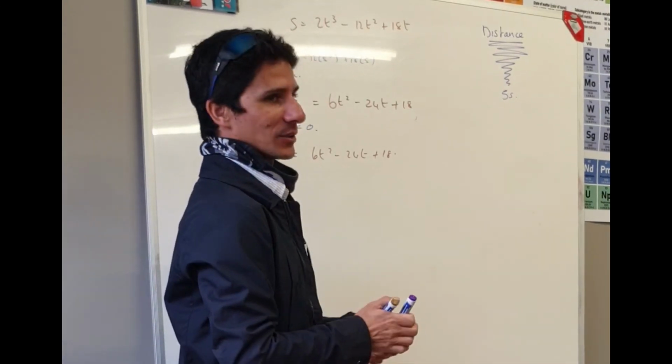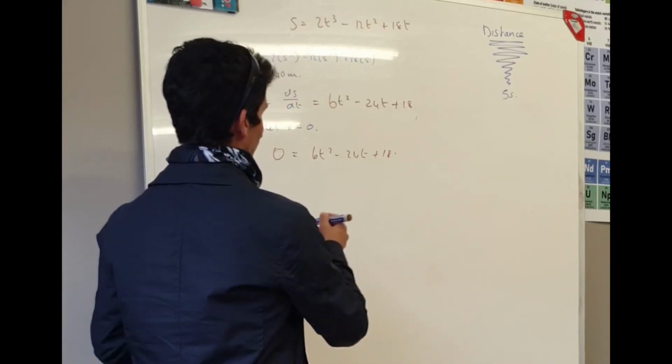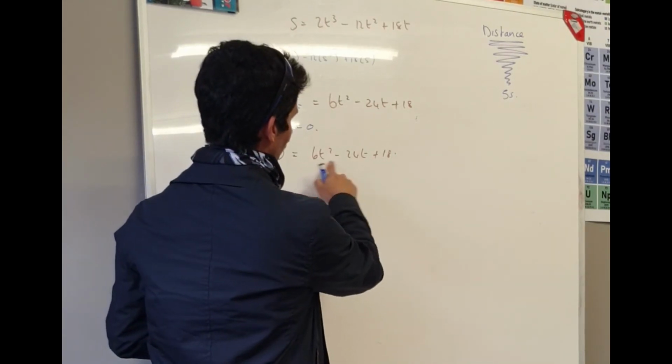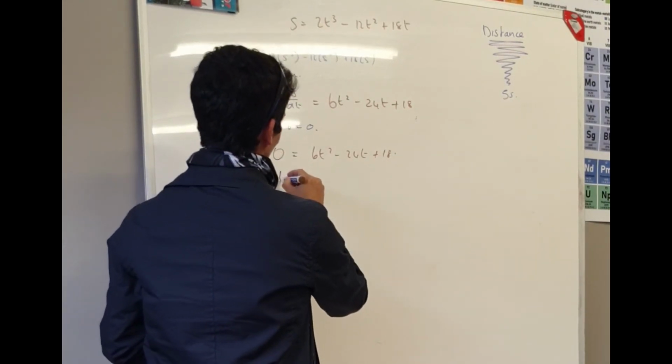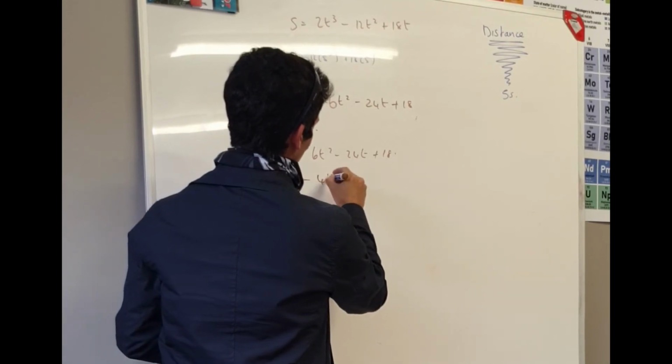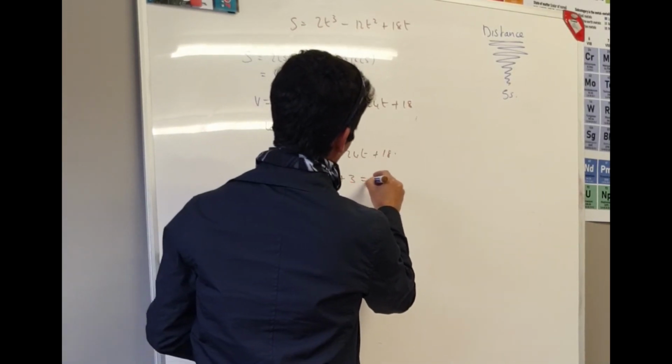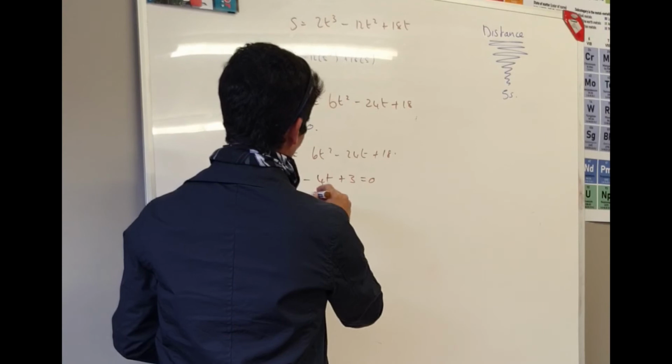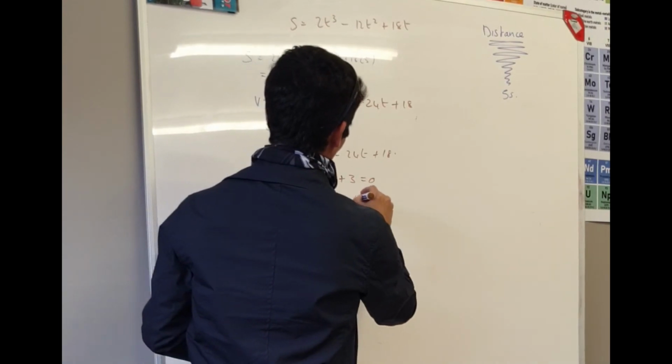What can we divide this by to make things easier? By 2. Even easier. They're all divisible by 6. So we have t squared minus 4t plus 3 equal to 0. This looks like a very easy thing to factorize.